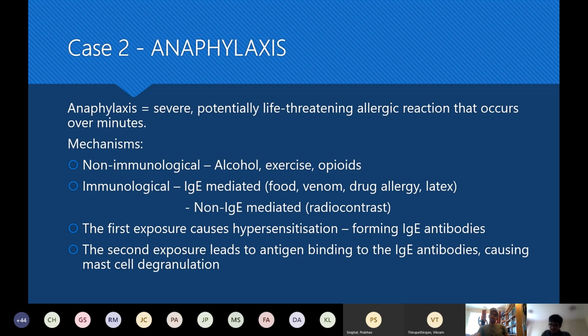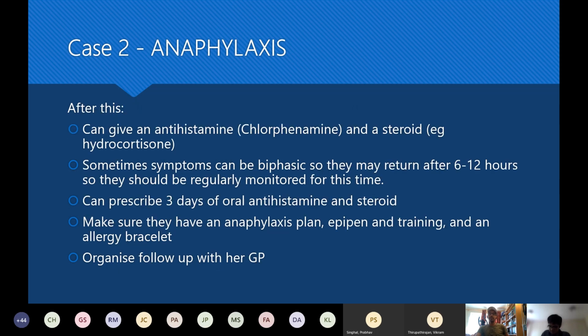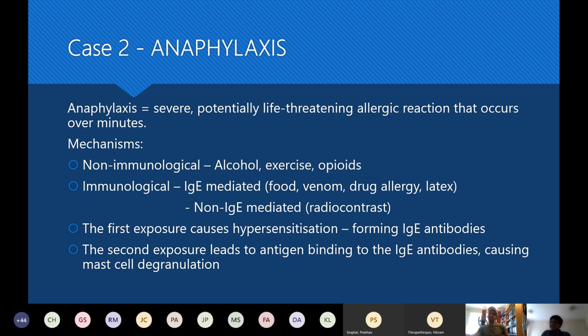Okay. Next. How would we treat this? Oh my God, such a mess. Someone will still go into anaphylaxis on their first exposure.